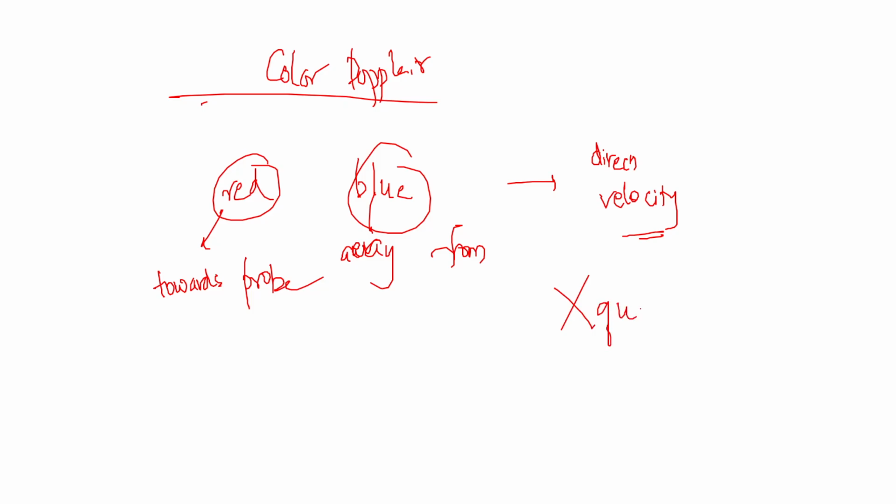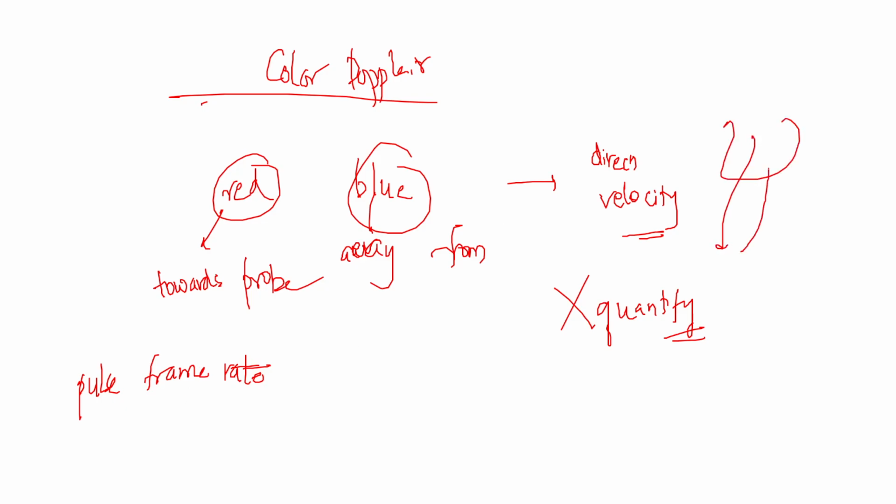But it does not quantify the exact velocity of the flow. Color flow Doppler imaging is not as precise as conventional Doppler imaging. Color Doppler is also affected by pulse frame rate. The same transducer transmits the pulses and also receives them, so it also acts in pulses only. The ultrasound waves are produced in pulses in color Doppler also.